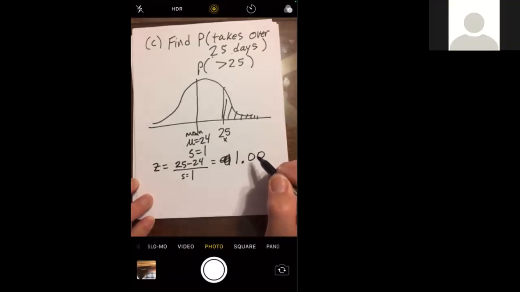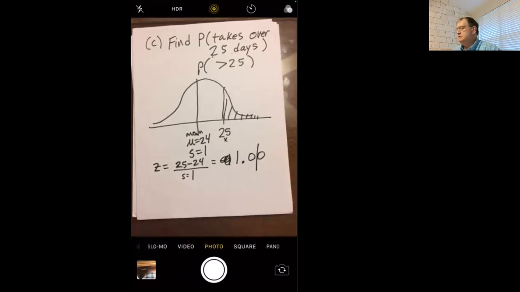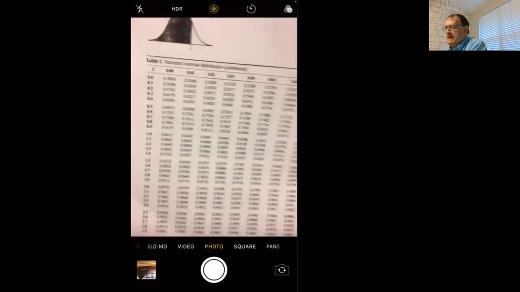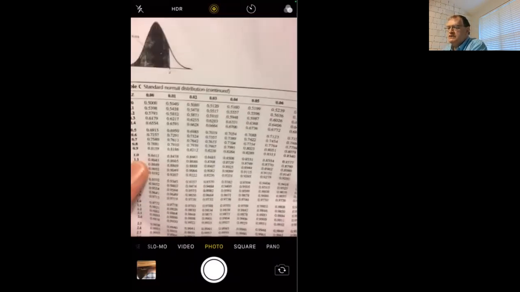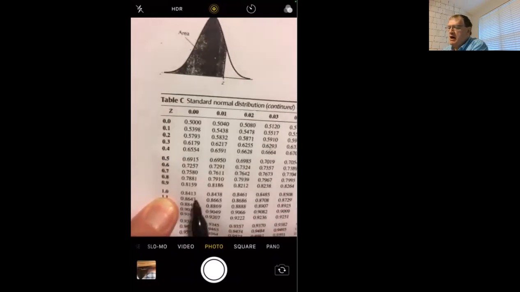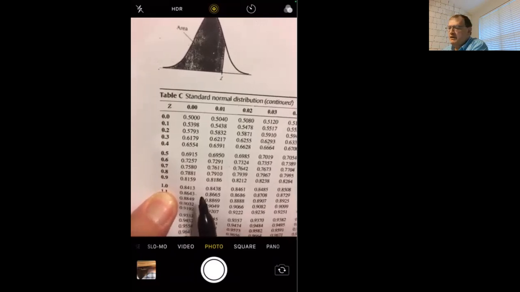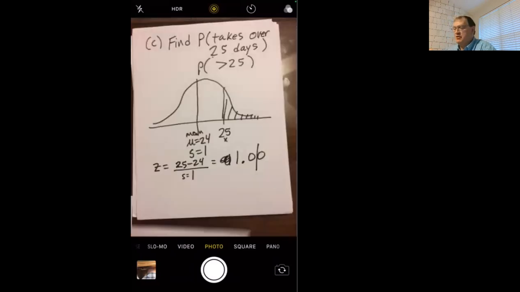Okay. Then do we have to look it up? Forwards, which splits off that 0. I grab the table. 1.0 is right there, and the 0 column. 0.8413, but you know that's not the answer, right?